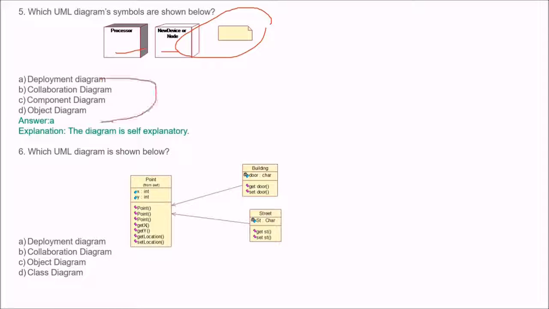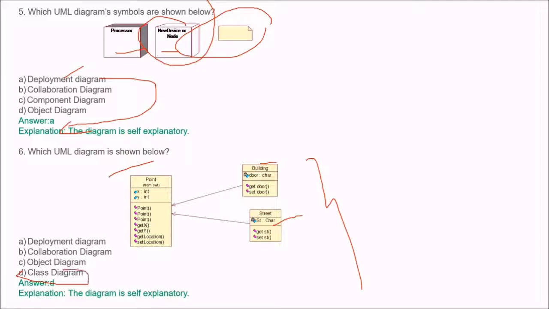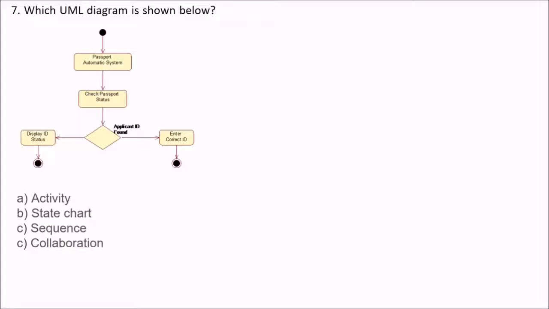Which UML diagram symbols are shown below? Processor, new device, or node, and this. Can you answer? The answer is deployment diagram. When you are confronted with a new device or node, then it will become the deployment diagram only. Which UML diagram is shown below? Here, see, you have a class, different classes are there. So obviously this is a class diagram. This is an interaction between classes.